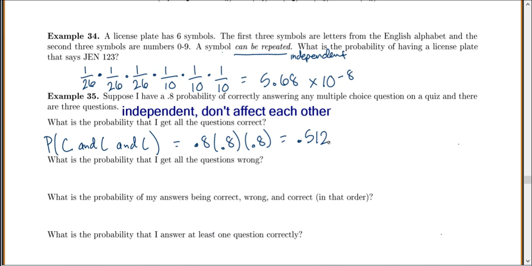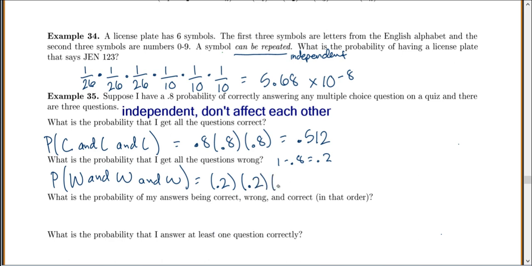Next, what is the probability that I get all the questions wrong? Let's do a W for wrong. So wrong, and wrong, and wrong. Well, what's the probability of getting 1 wrong? If we have a 0.8 chance to get it right, 1 minus 0.8 gives me 0.2. So we'd have 0.2 for the first one, 0.2 for the second one, and 0.2 for the third one, which gives me 0.008.